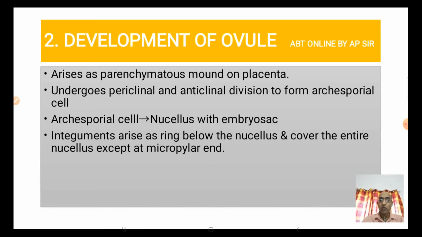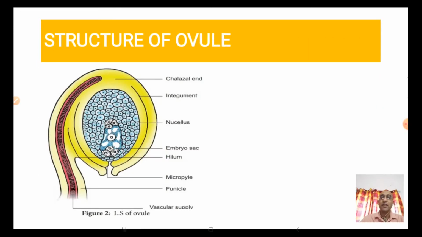Now integuments arise as a complete ring. You know, integuments are the covering of the ovule. Integuments arise as a ring below the nucellus and cover the entire nucellus except at the micropylar end. Now as you can see here in this picture, where is the integument? This one is the integument. Got it? Integument.